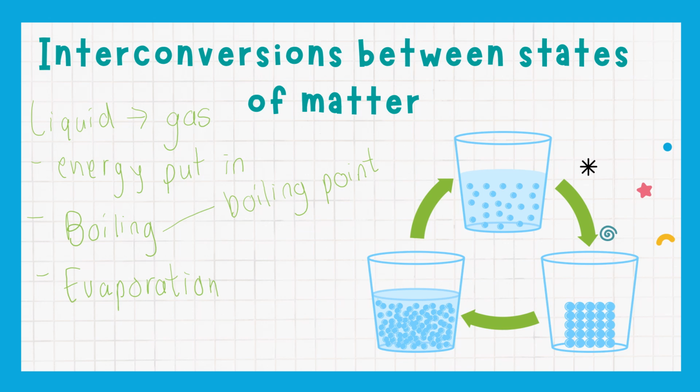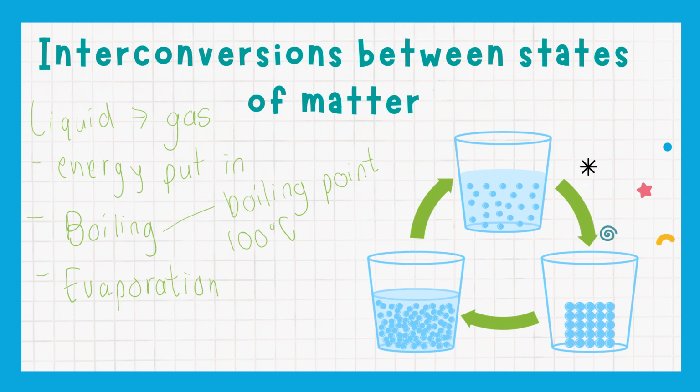And we can see that this happens through the entire liquid. So this happens at a very specific temperature. For example, for pure water, we have a boiling point of about 100 degrees Celsius, and that's the temperature at which water will boil. Now, when we take a look at evaporation, evaporation does not happen at a very specific temperature.